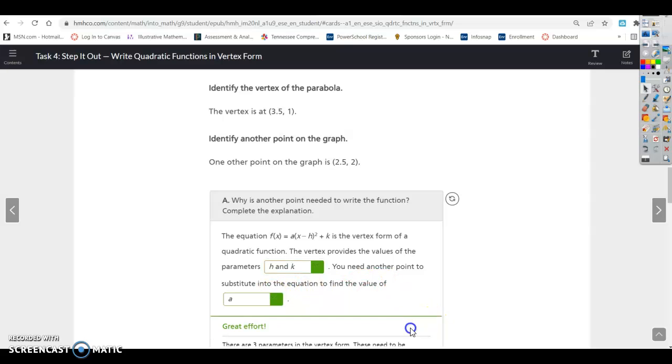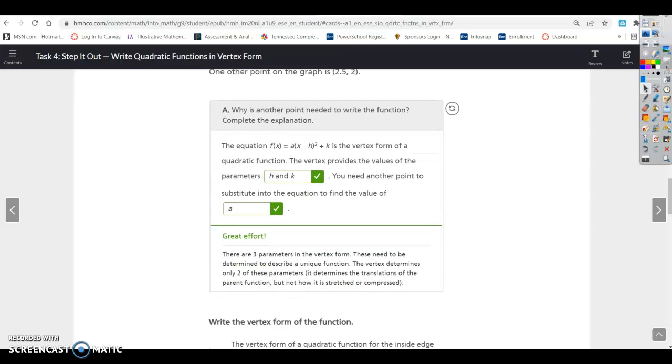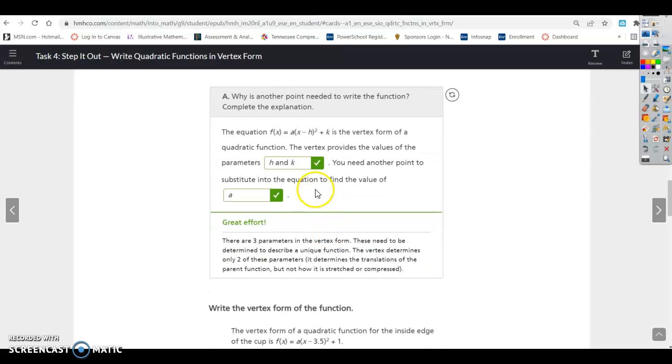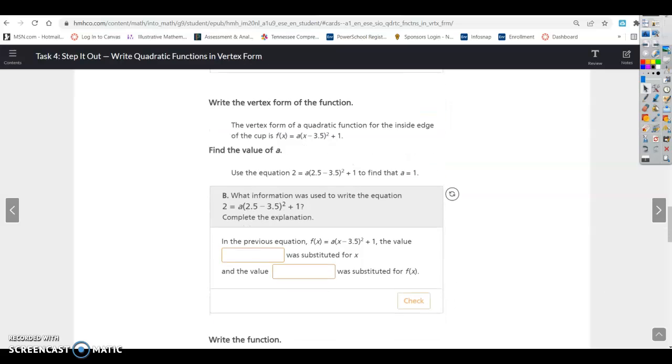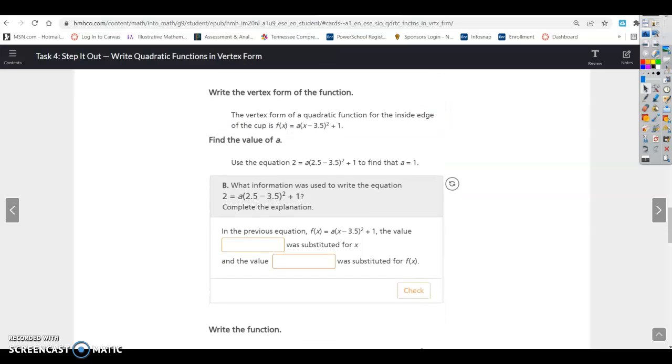All right, so for vertex form, we've got a, h, and k, and those are the three values that we need. In order to do that, h and k can be seen from the graph, but we have to use another point, which is another x and y coordinate, to plug in to solve for a. All right, so it says write the vertex form of the function. So let's go through this process here.